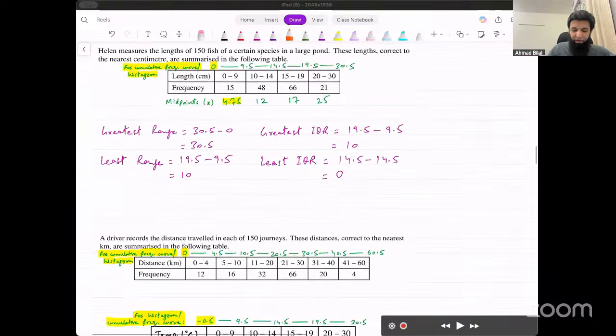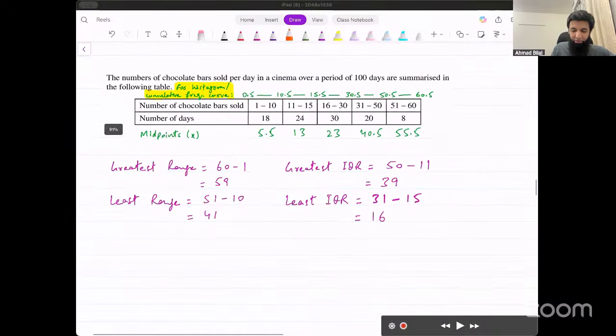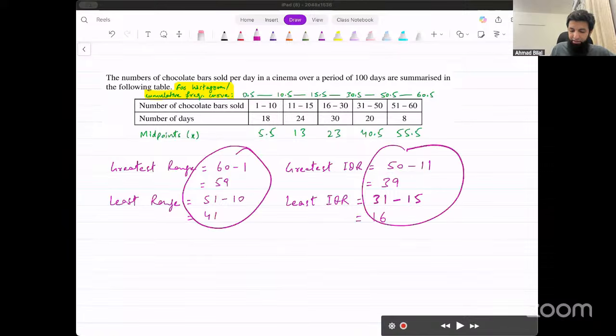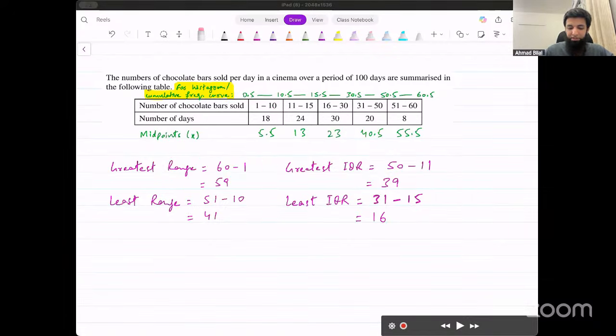When it's a discrete variable, like number of chocolates, for example, and we find the greatest or least possible value of interquartile range, even though there are gaps between intervals, we will use the original intervals. We are not going to use adjusted values in this case because it's a discrete variable. It cannot be in decimals. The treatment for discrete and continuous is different. In discrete, we do not adjust. In continuous, we do adjust, in case of greatest or least possible values of range and interquartile range.